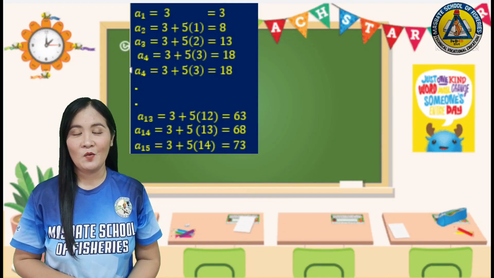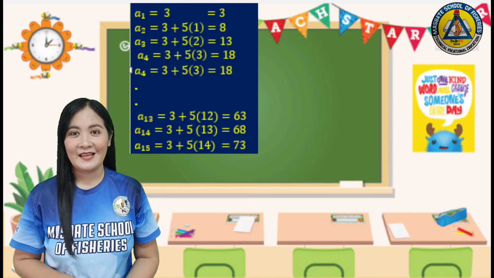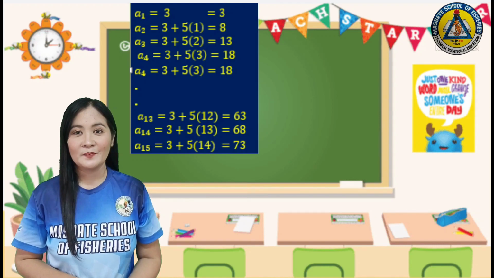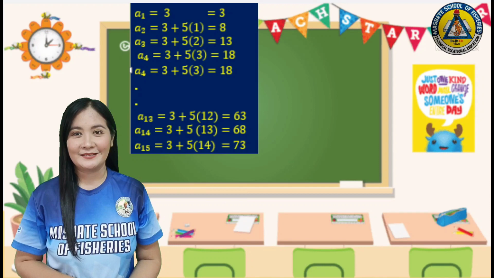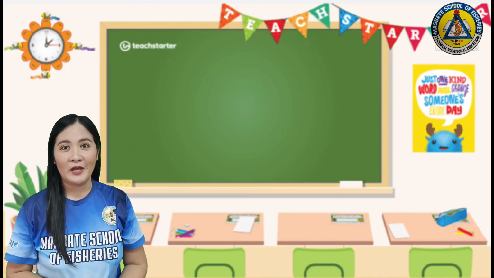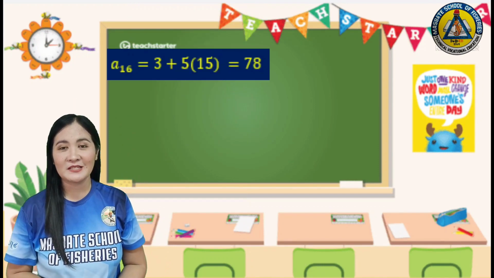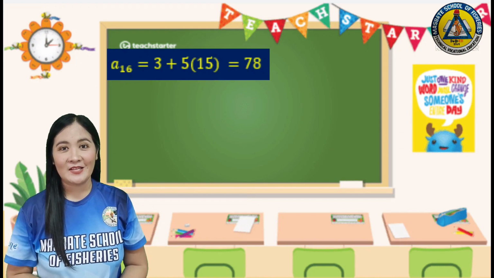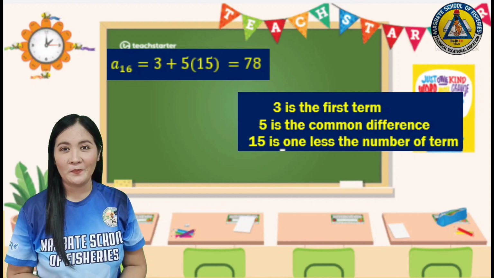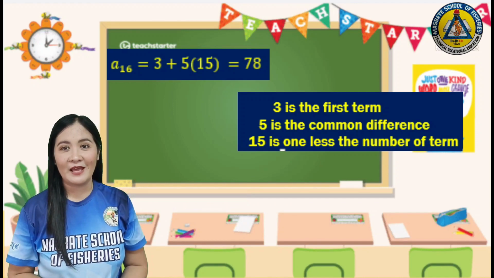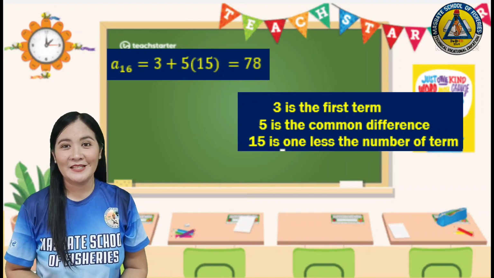a sub 3 equals 3 plus 5 times 2 equals 13. And a sub 15 equals 3 plus 5 times 14 equals 73. Thus, if we find the 16th term of the arithmetic sequence, then a sub 16 equals 3 plus 5 times 15 equals 78. Where 3 is the first term, 5 is the common difference, and 15 is one less than the number of the term.